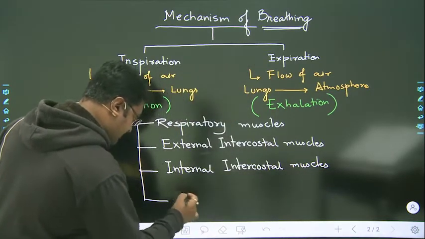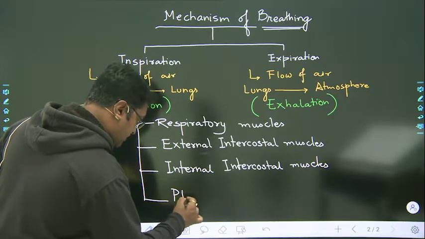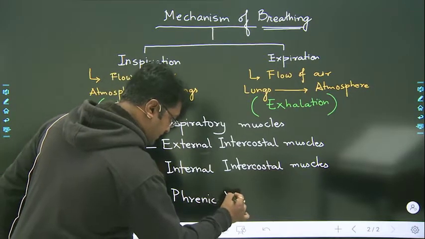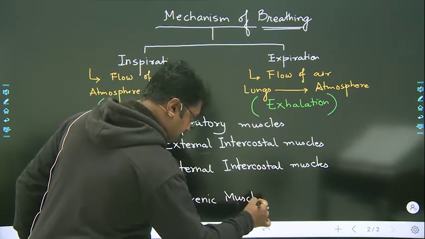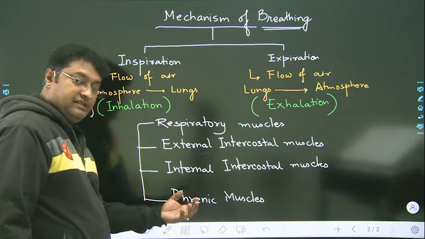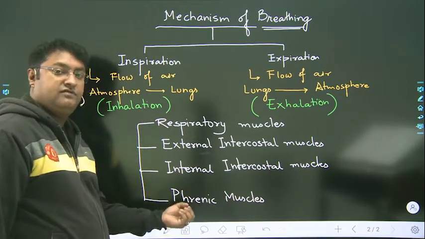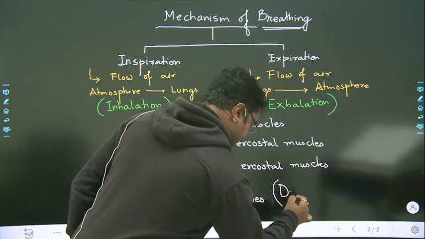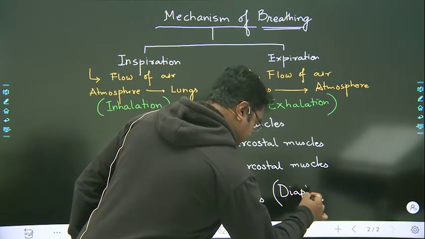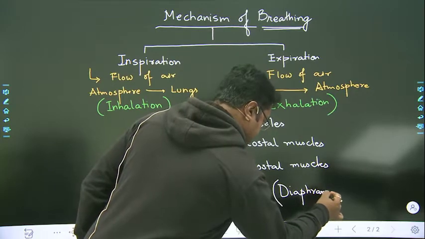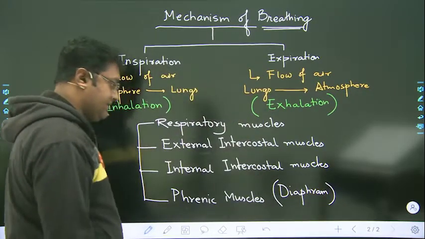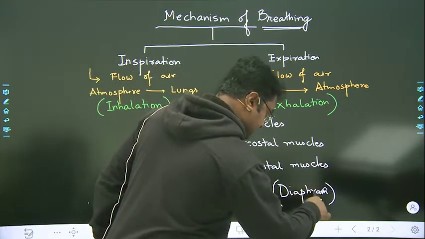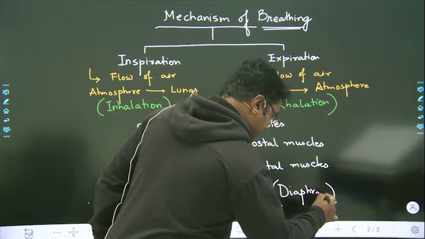And the final one will be your phrenic muscles. There is another name given for the phrenic muscles, that is your diaphragm. This diaphragm is composed of a muscular structure, and that diaphragm is known as your phrenic muscles.